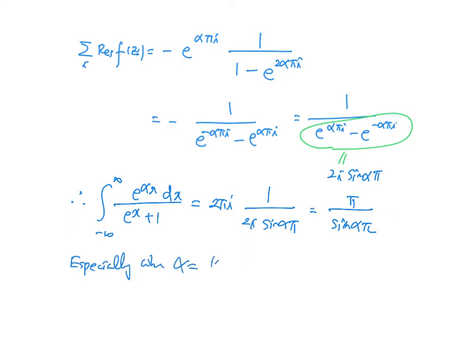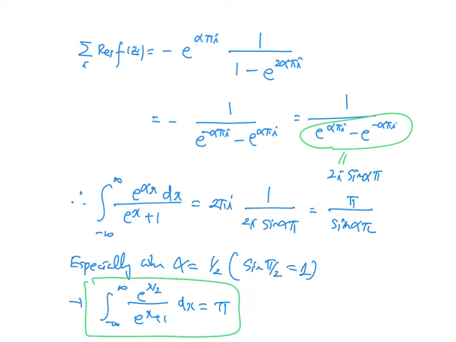Especially when alpha is 1/2, what happens? Sine of π/2 is equal to 1, right? Then the integral of e^(x/2) over (e^x + 1) dx is π. So this integral itself has nothing related to circles or anything with π, but the amazing thing is that if you do this integral, you obtain π. There are many different expressions that will obtain π.